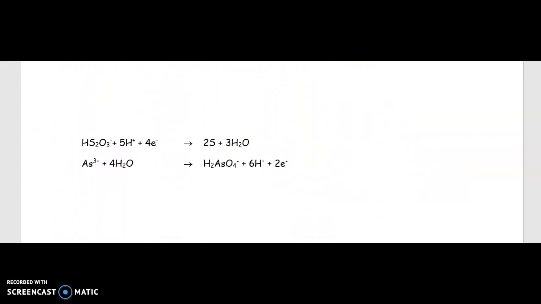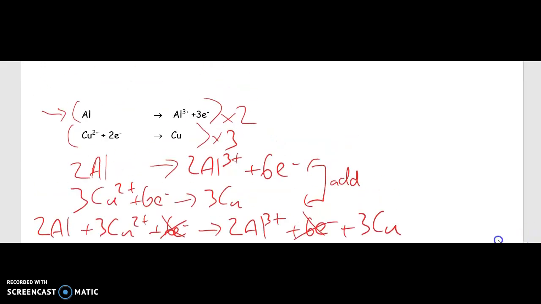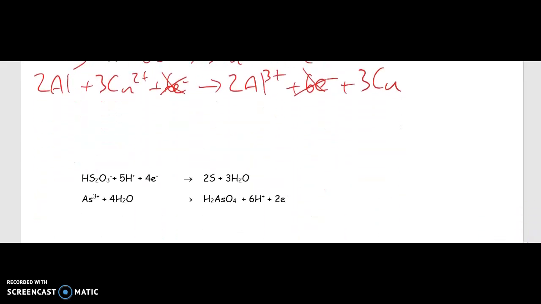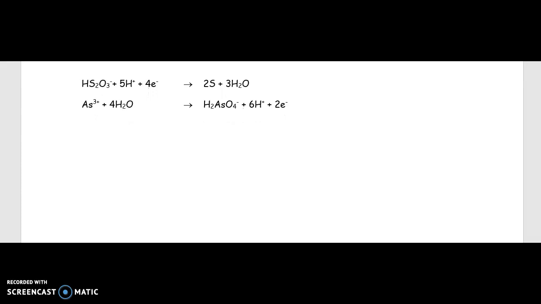Last one, slightly more complicated again. Top equation gains 4 electrons. Bottom equation loses 2 electrons. So obviously we're going to multiply this one by 2, and then we will gain 4 electrons and lose 4 electrons. So I'm going to multiply that whole thing by 2.